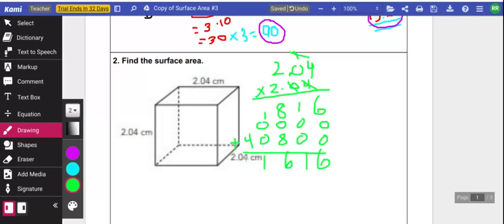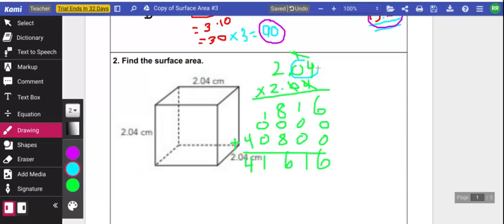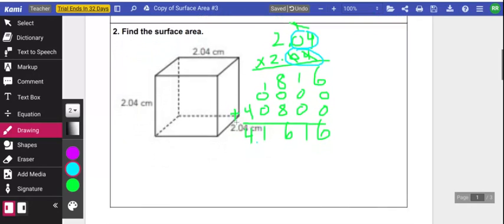There I get a 1. Here I have 4. I need to place my decimal. I have 1, 2, 3, 4 digits after the decimal. And so in my answer, there should be 1, 2, 3, 4 digits after the decimal. And so 4.1616, that is the area of one of the faces, and all 6 faces are the same.